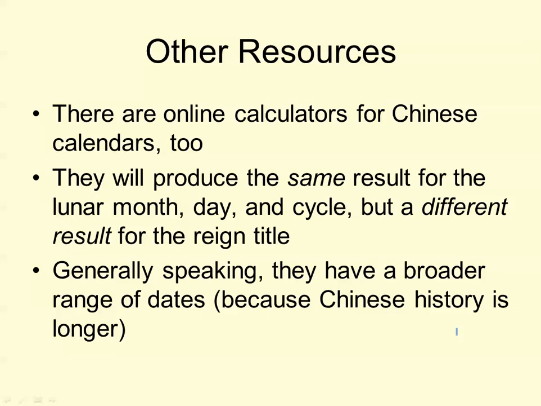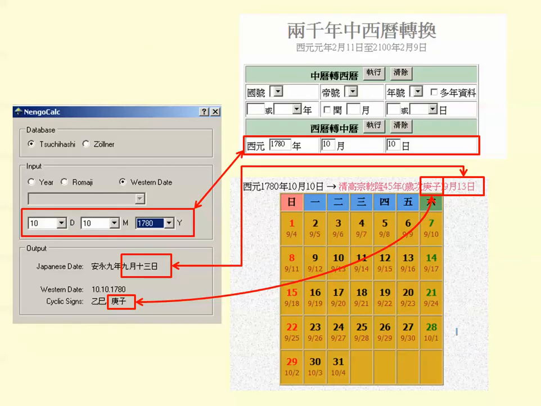So a lot of the Japanese resources start in the 7th century because that's when Japan adopted the lunar calendar and when the whole Nengo system begins. But if you were working with earlier dates, then maybe you'd prefer using a Chinese resource. So just as a comparison here, I'm showing you on the left Nengo Calc converting October 10th, 1780, into the lunar calendar. So here's the Japanese date.